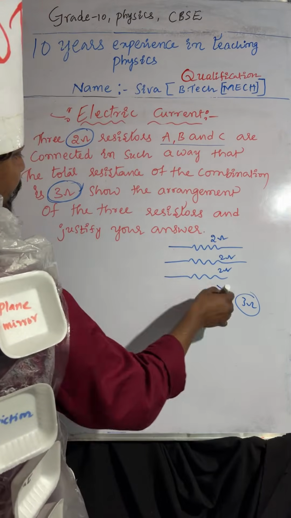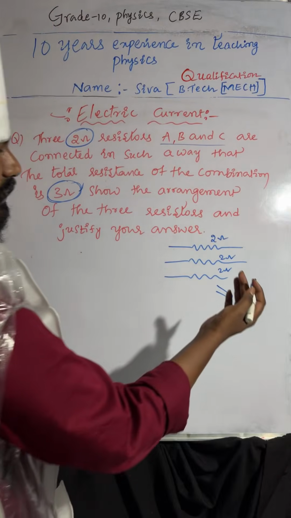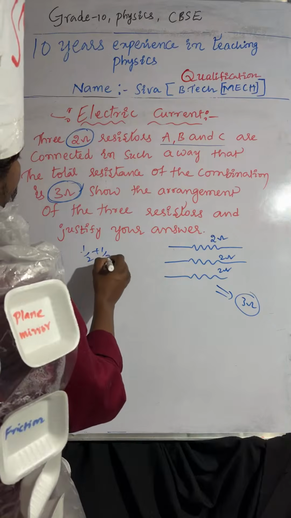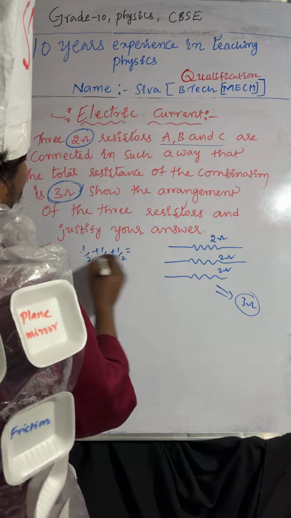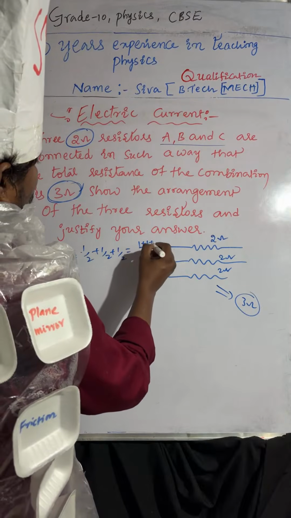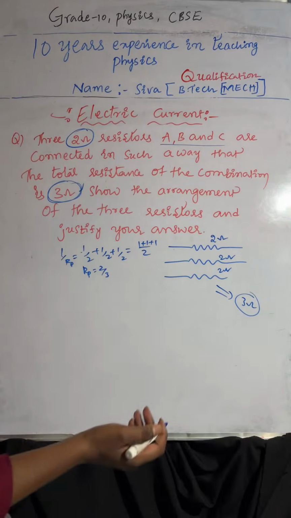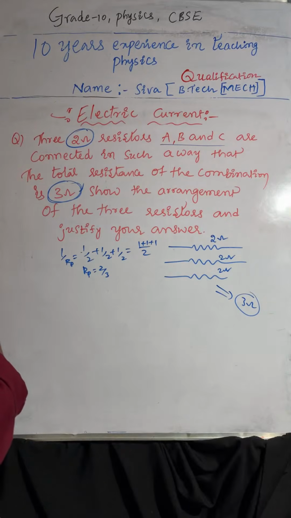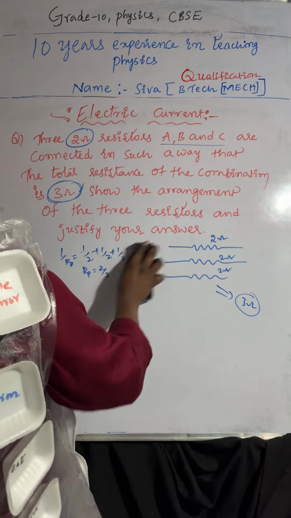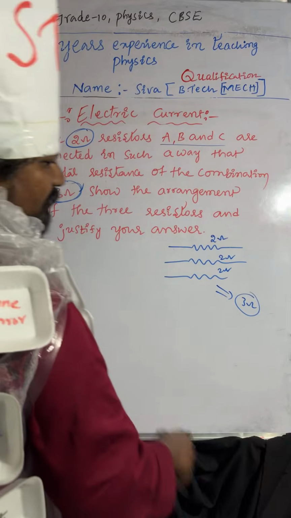If you connect in series, you can't get it: 2 plus 2 plus 2 is 6. If you connect in parallel also, 1 by Rp equals 1 by 2 plus 1 by 2 plus 1 by 2, that is 3 by 2, so Rp equals 2 by 3. That also is wrong. So you won't get the answer this way. Better we try a different method, a different methodology to get the answer.